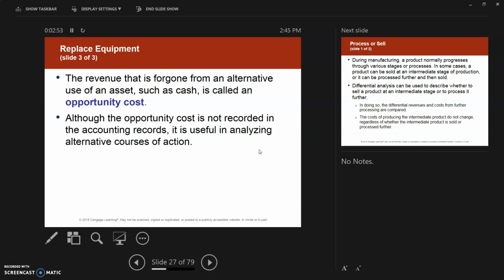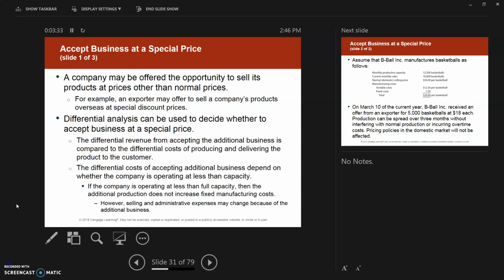So opportunity cost is money, right, that you are foregoing to use for something else. All right. If you read this bullet, and that's probably the best way to understand it, revenue that is foregone from an alternative use of an asset such as cash is an opportunity cost. Okay, what else could we have done with that money? We're not considering that. All right, one last scenario, and that is accepting business at a special price.